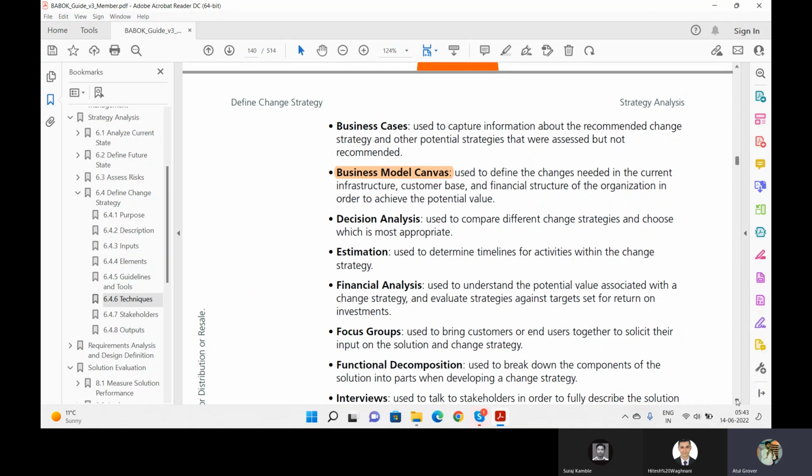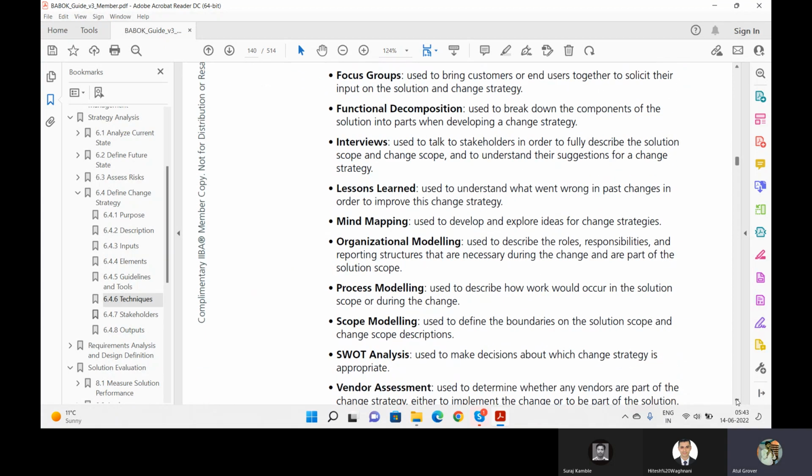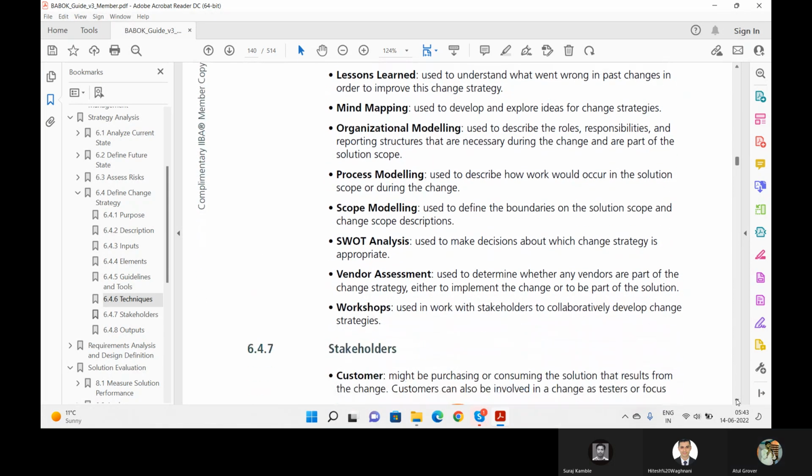There are a lot of techniques available in this. Interview, lessons learned, mind mapping, SWOT. So these are the techniques to define the change strategy. All we have done earlier. SWOT is important. Process modeling, important. Organizational modeling, important. Now again, it depends what type of BA you are, which technique you have to follow. Maybe for me, process modeling will be helpful because I'm just working on the process side.